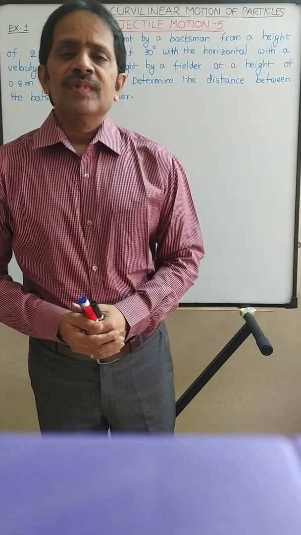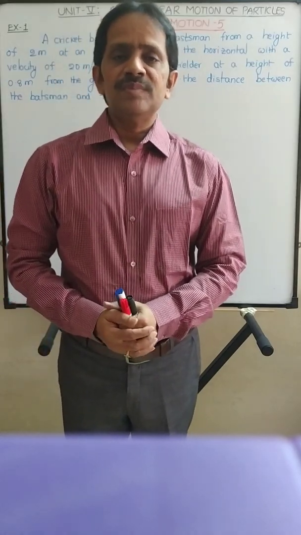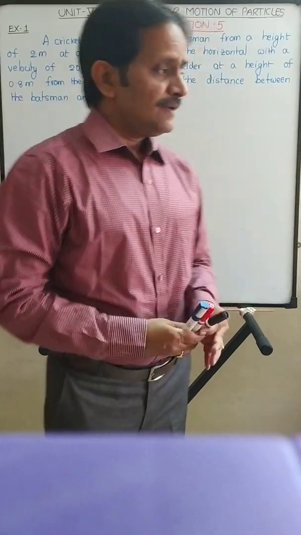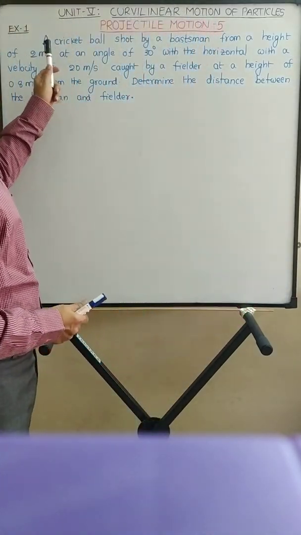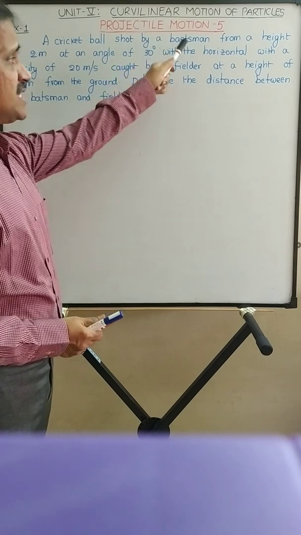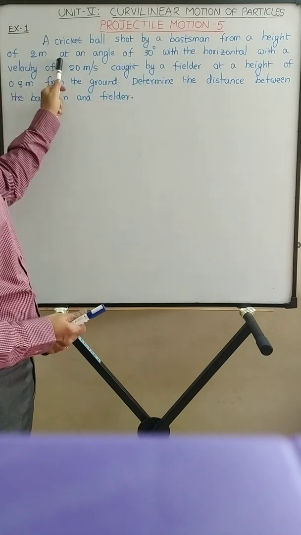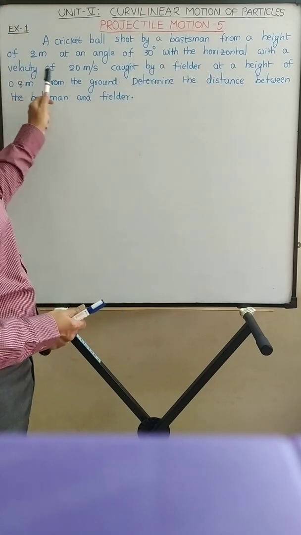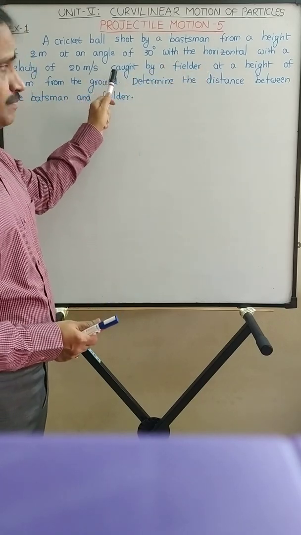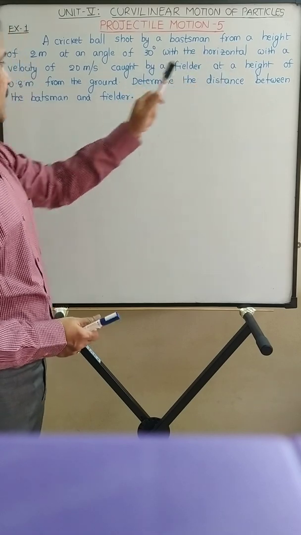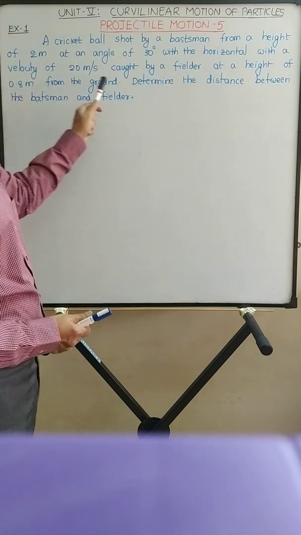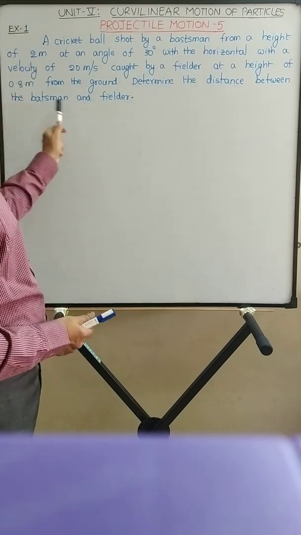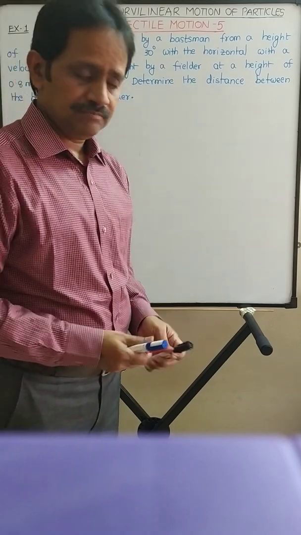Hello students, in this video we are going to solve some typical examples on projectile motion. So read the statement. A cricket ball is shot by a batsman from a height of 2 meters at an angle of 30 degrees with the horizontal with a velocity of 20 meters per second, caught by a fielder at a height of 0.8 meters from the ground.